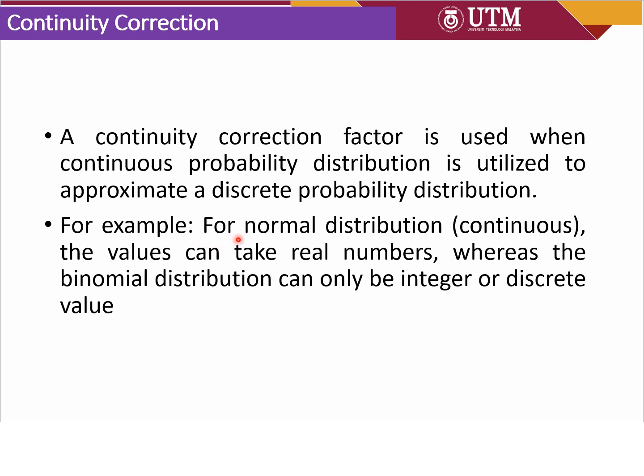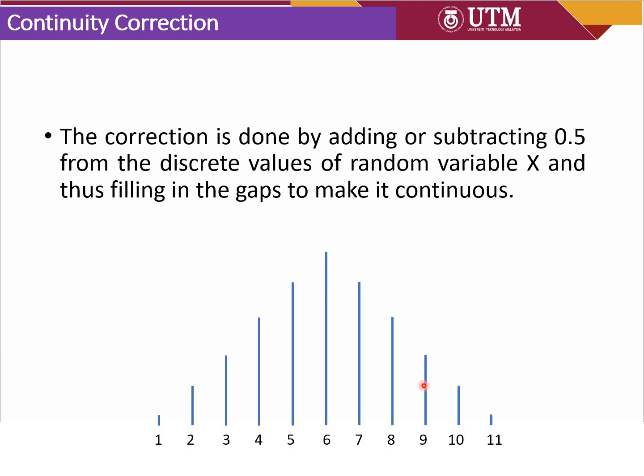For example, the normal distribution is continuous, so the values can take real numbers, whereas the binomial and Poisson distributions can only be integer or discrete values. For example, here we have this discrete value. Let's say this is the number of siblings for UTM staff and UTM students from JB, from KL, and also from Pago. So we can see here we have the number of siblings, which is 1, 2, 3, up until 11.